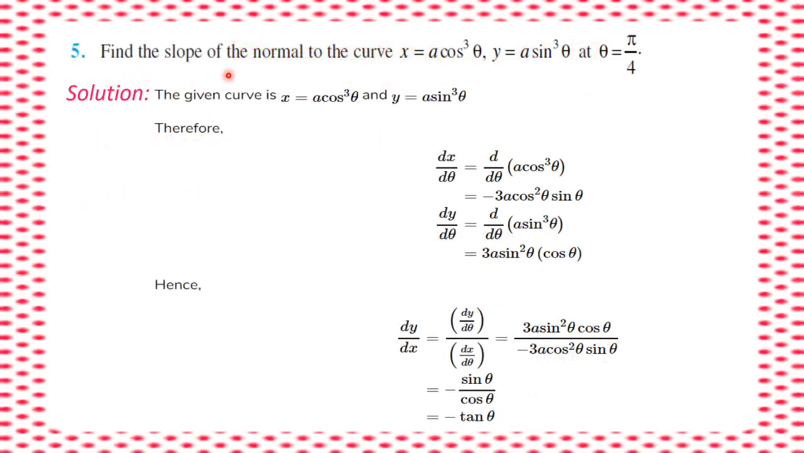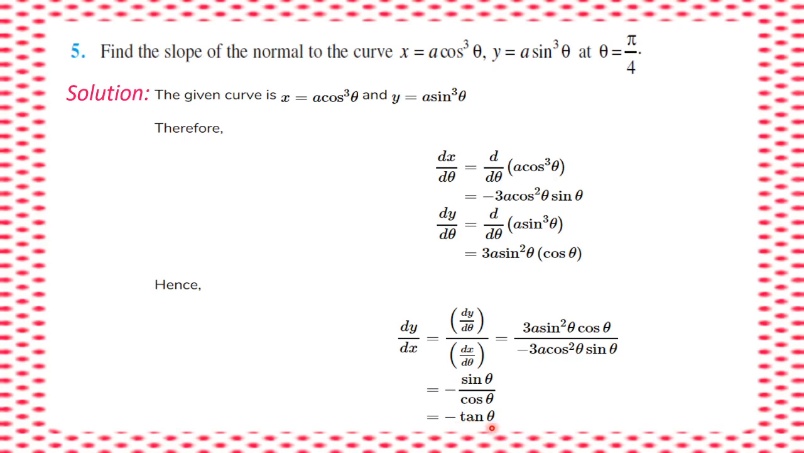Question number 5. Find the slope of the normal to the curve x equal to a cos cube theta, y equal to a sine cube theta at theta equal to pi by 4. Do you remember parametric form? So it is like that only. First of all, calculate dx by d theta, then find out dy by d theta. So dy by dx we can easily calculate with the help of these two.